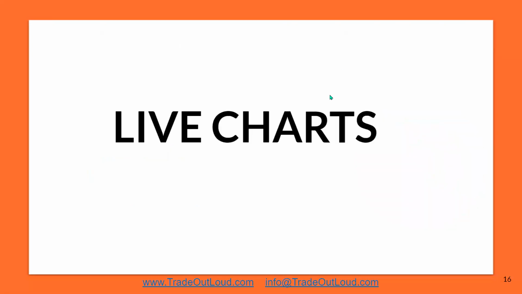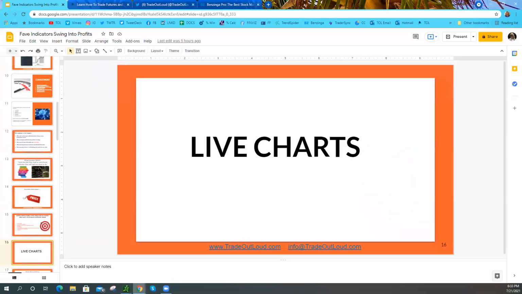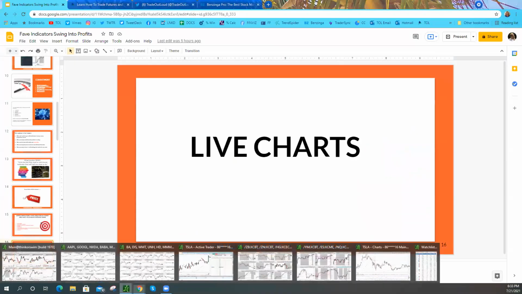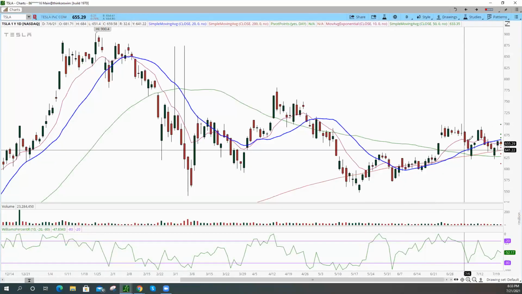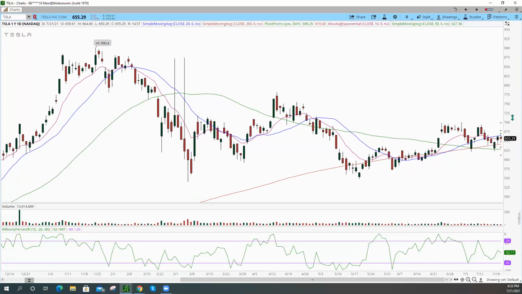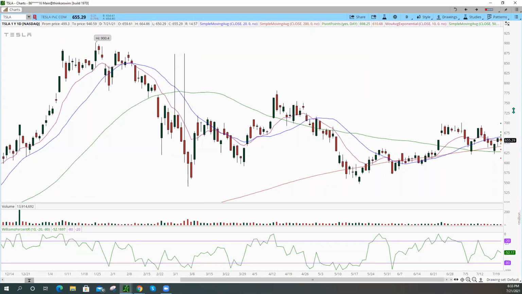Live charts, time for some live charts, guys. All right, so let's get technical right here. Let me know if you guys have any preference on a stock. Type it in. We can discuss any stock that you type in here. If not, I'm going to have to pick a stock. I don't like picking stocks. I like someone else to give me the stock.